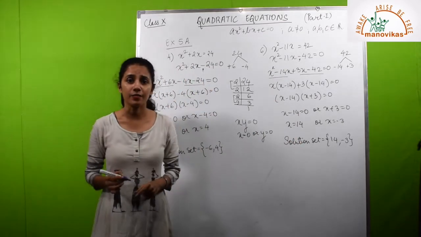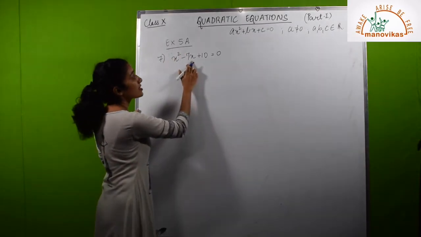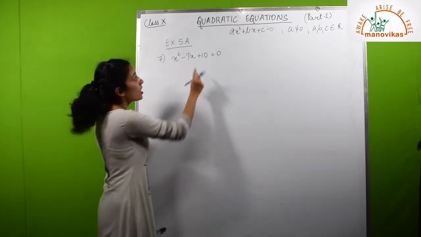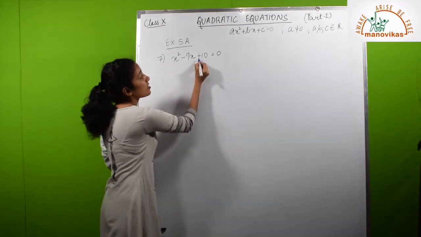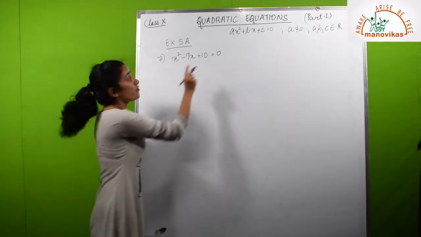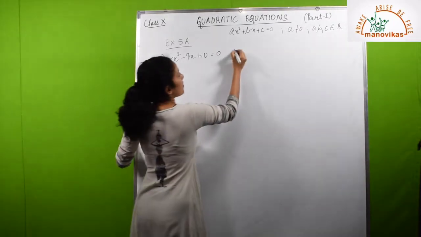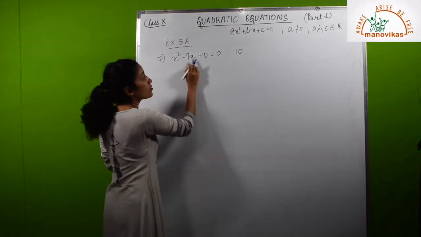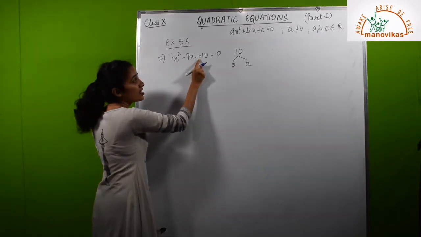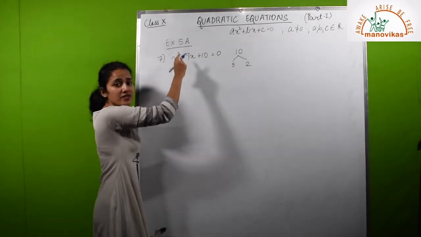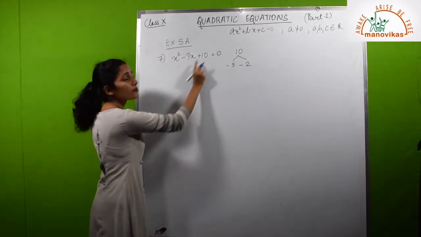Let us consider another problem. Problem number 7 from the same exercise. You have x square minus 7x plus 10. Now in this quadratic equation, you see that you have to add the factors. When you have to add the factors, this sign goes to both the factors. So the factors for 10 such that when you add, you get 7 are 5 and 2. So since this is addition of factors, irrespective of whatever sign is here, it goes to both of them. The sign changes only when you have to subtract those factors.